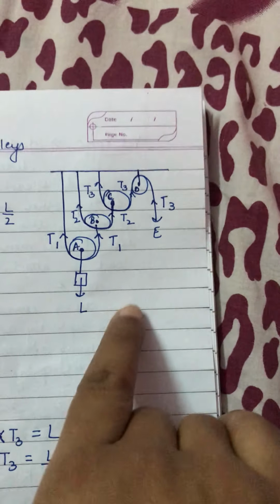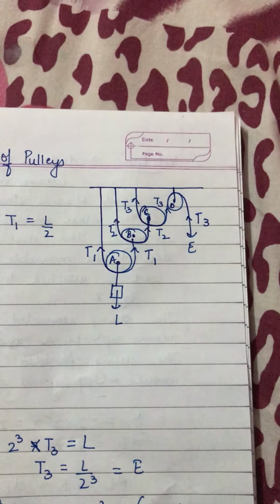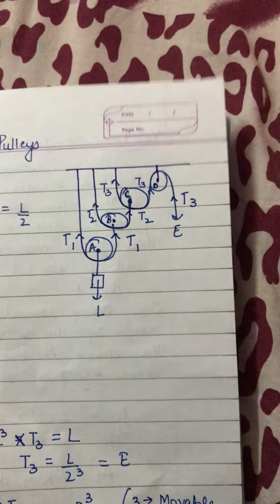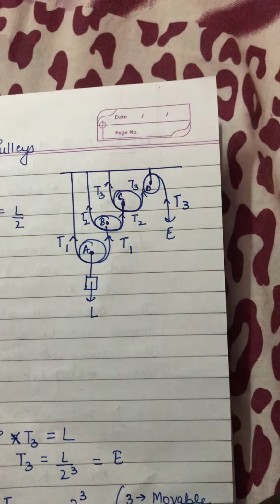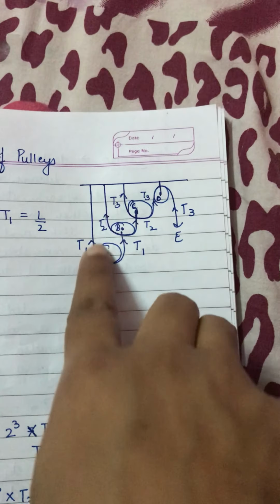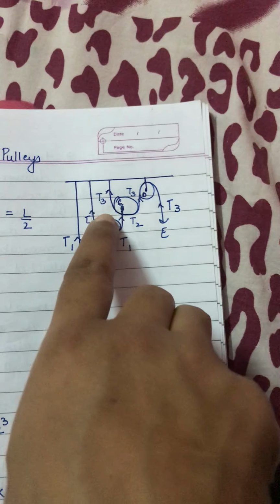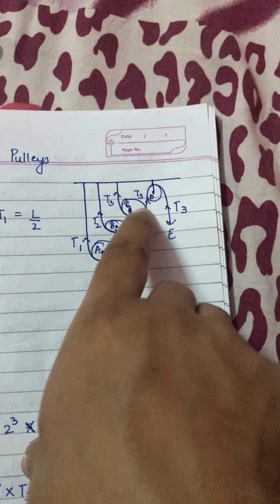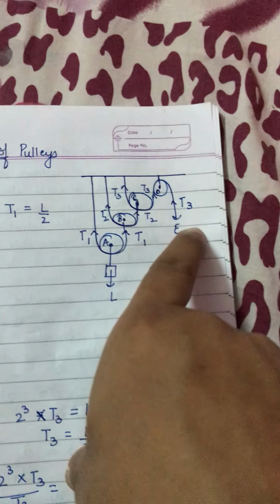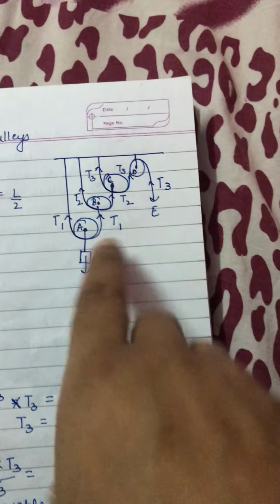I told you the tension will be the same for a single string, even if you are having a number of pulleys there. But in this case, now what we are having? We are having different strings. So that's why for the first string we are having tension T1, for the second string T2, third string T3. And this string is moving to this fixed pulley, so this T3 will remain the same.